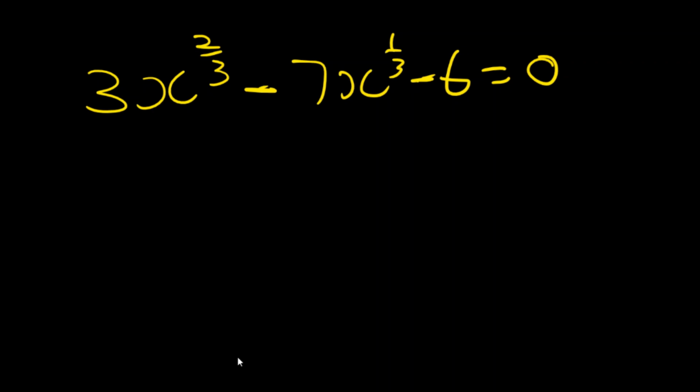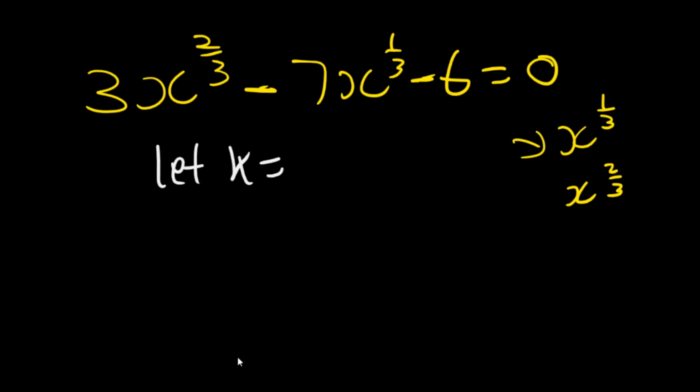So normally I say k is equal to the base with the smallest exponent, right? If you look at x to the power of 1 over 3 and x to the power of 2 over 3, which one has the smallest exponent? It's definitely this one, right? It has the smallest exponent, so you're going to take it. You're going to say let k equal x to the power of 1 over 3, right?